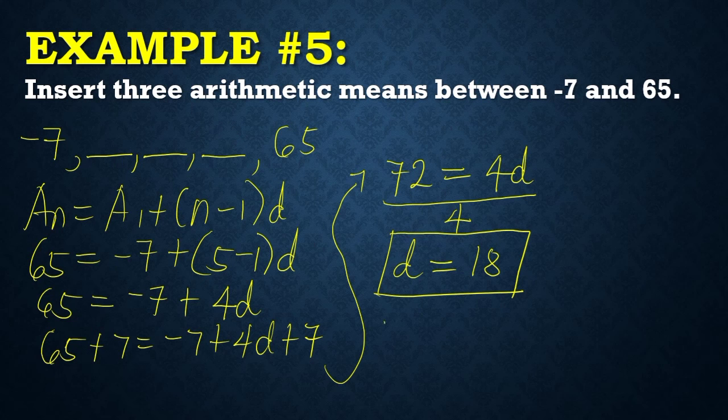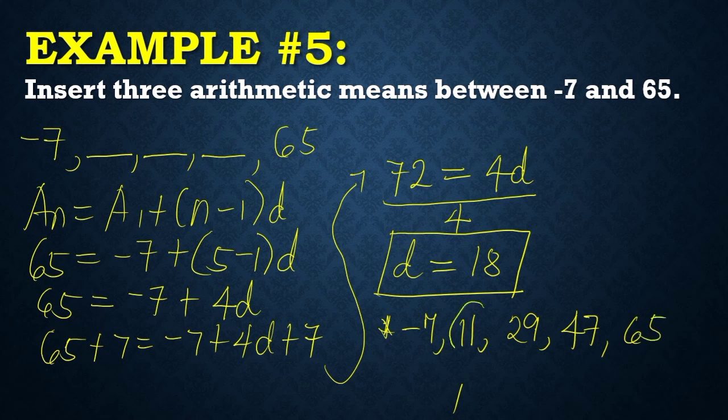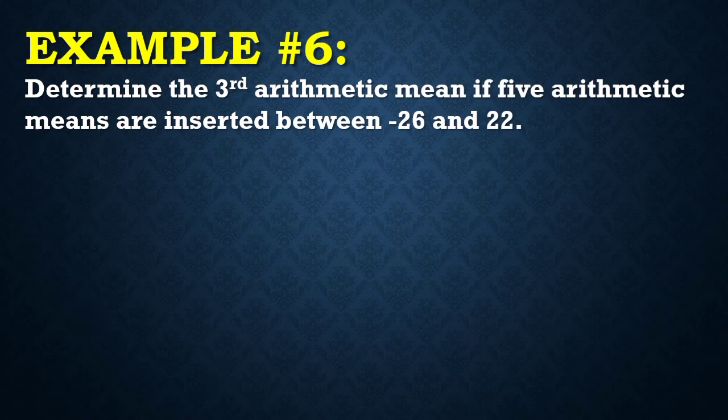So, negative 7. Dito ko isusulat, negative 7. Mag-add ka ng 18. Ang sagot ay positive 11. Next, mag-add ka ng 18, 29. Mag-add ka ulit ng 18 sa 29, 47. Finally, mag-add ka ng 18 sa 47, 65. So, yung ating mga arithmetic means, 11, 29, and 47. Okay? So, let's have example number 6.